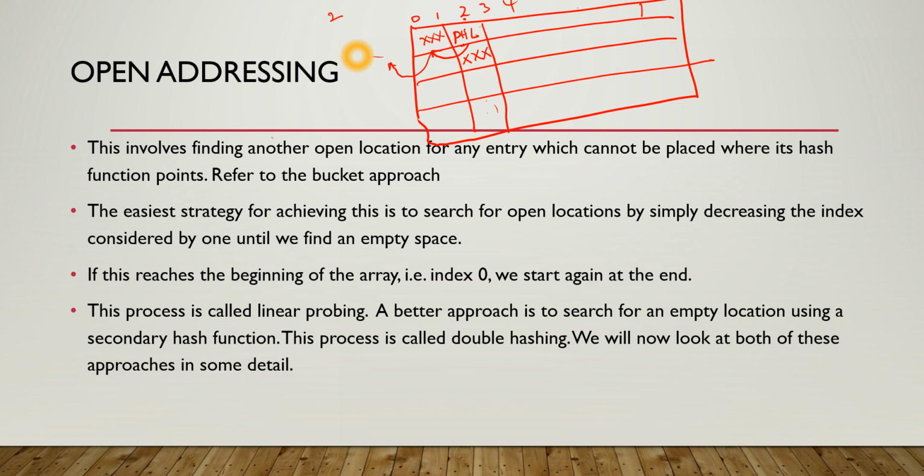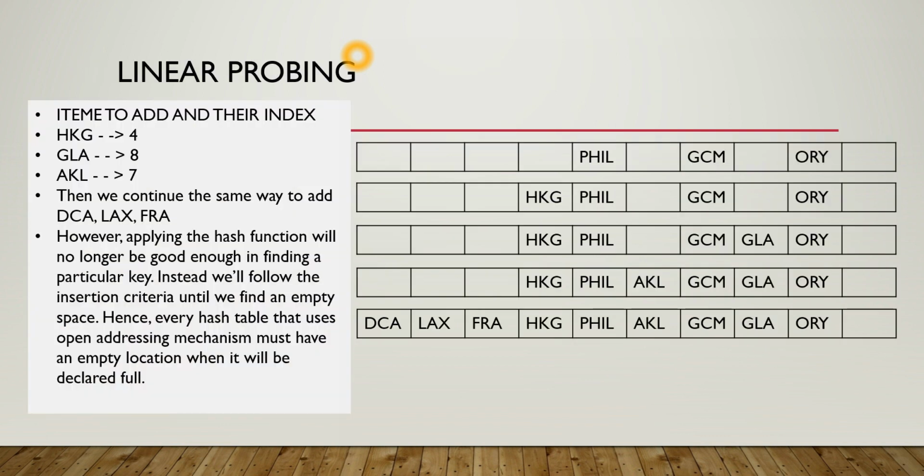Now, a better approach is to search for any empty location using a secondary hash function, and we will understand this when we see what actually is the drawback of linear probing, which is primary clustering and secondary clustering. Okay, now explaining linear probing with a figure.